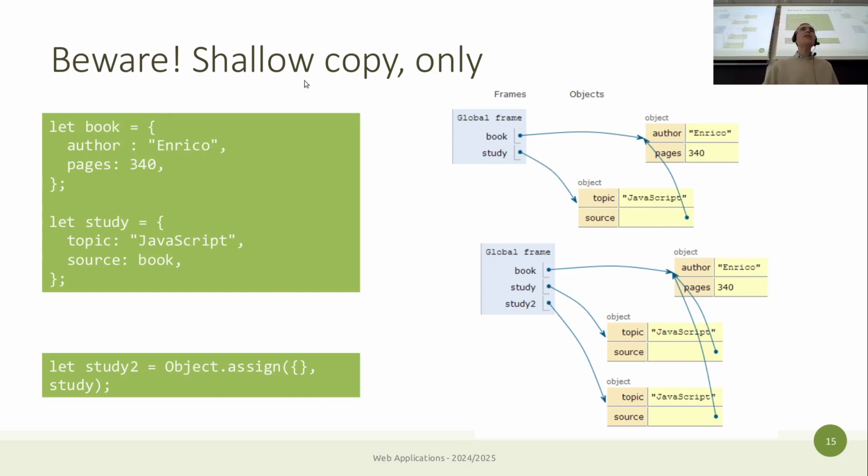Just be aware that as with the arrays, we only make a shallow copy. It means we don't go deep into copying recursively all the values in objects, arrays, and so on. So in this example, you see that we have an object study, which has 2 properties, 1 string, and a reference to another object, book. Study, that's the object, and we have a reference to another object that is something like author Enrico, pages 340.